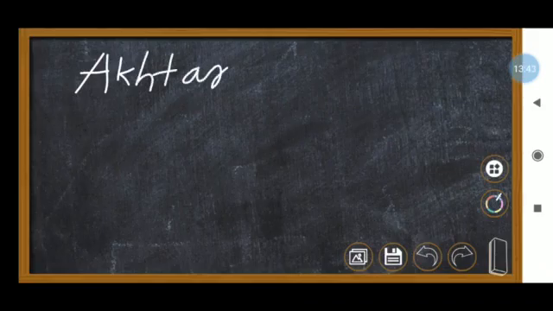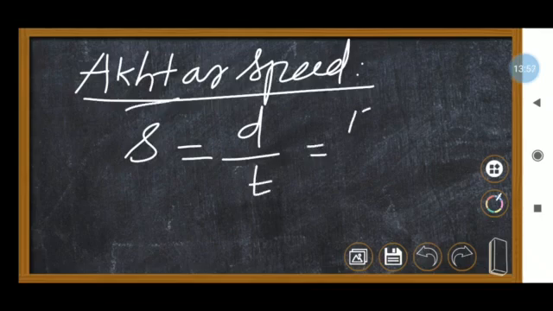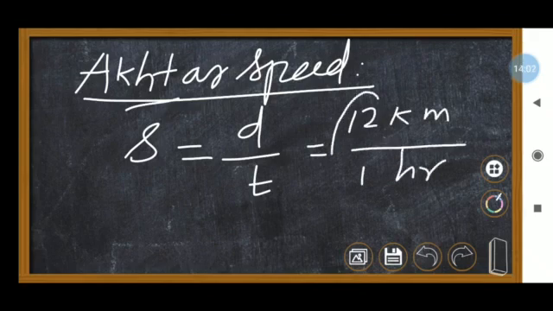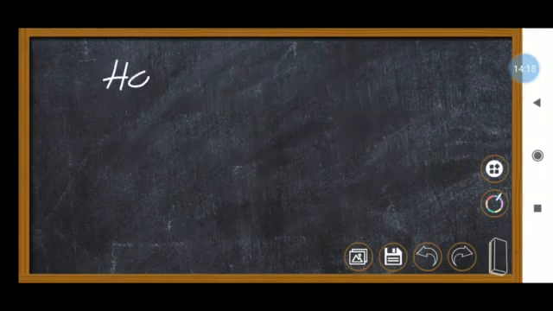What about Akhtar's speed? Akhtar's speed, in the same way, is speed equal to distance divided by time. How much distance did they give? Akhtar covered 12 km in the same 1 hour. So 12 divided by 1, what's the value? 12 only, that is 12 km per hour. So Akhtar's speed is 12 km per hour and Hamid's speed is 9 km per hour.